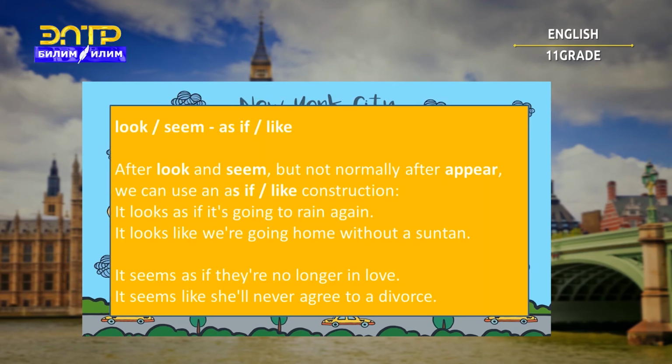Look and seem as if or like. After look and seem, but not normally after appear, we can use an as if or like construction. For example, it looks as if it's going to rain again. It looks like we're going to go home without a suntan. It seems as if they're no longer in love. It seems like she'll never agree to a divorce.